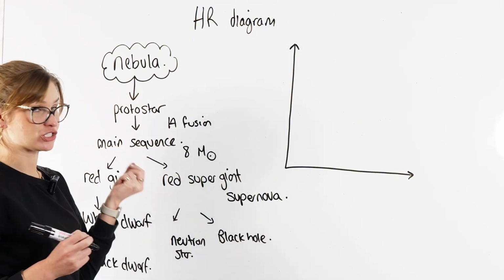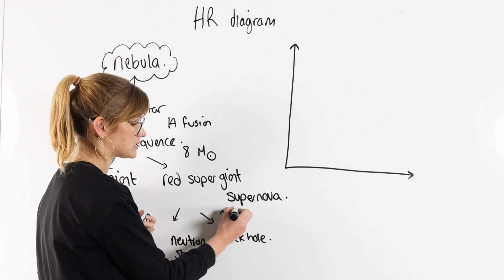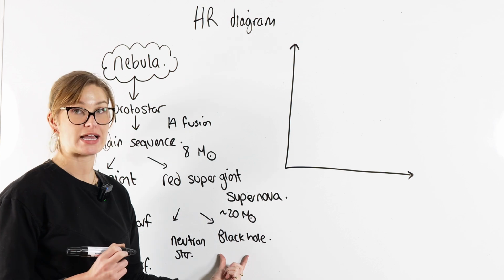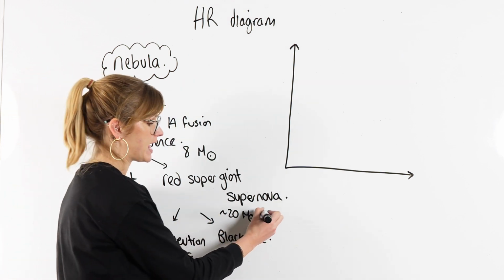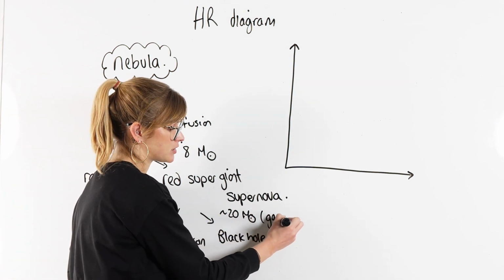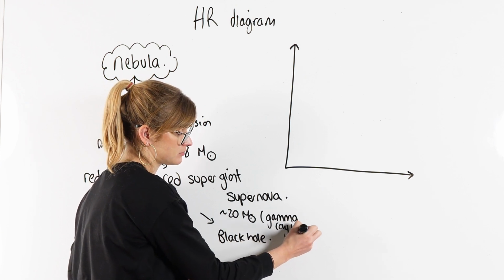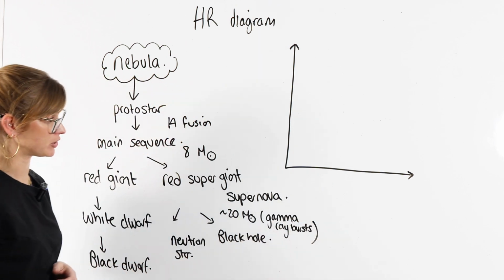If the mass of that star is around 20 times the mass of our sun, those are the ones that are more likely to form a black hole. And when they supernova, they actually release gamma ray bursts.